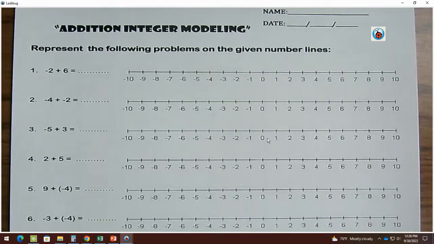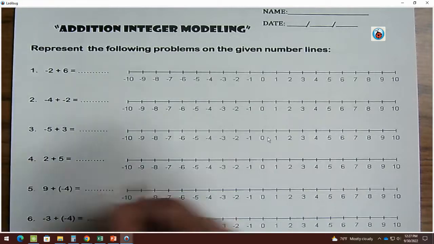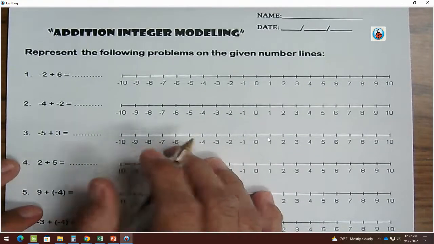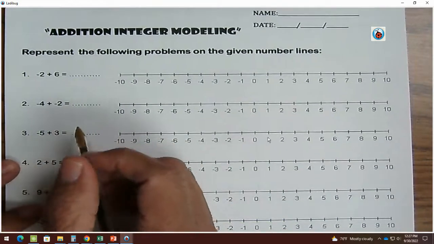Okay, for today's homework, you're going to be working on this one. It's going to be counted for a test grade. So I'm going to do a couple of them so I can show you what I expect you to do.